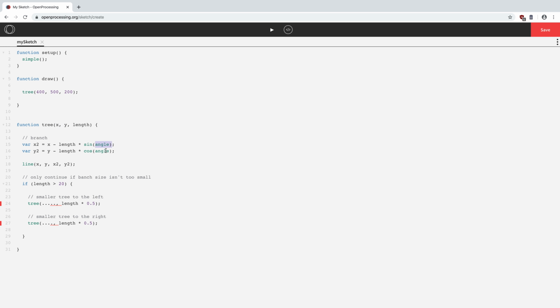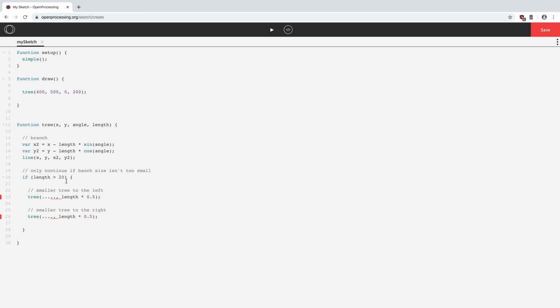What's the angle? We haven't got one, have we? So let's say we start at an angle and we say it's 0, so it's straight up. Let's call that angle. So that means 0 is the angle. That's the first time tree is called, the angle is 0. So the sine of the angle will be 0, and it should work. We'll try it. So we've got that bit right. We've drawn the line now. There.